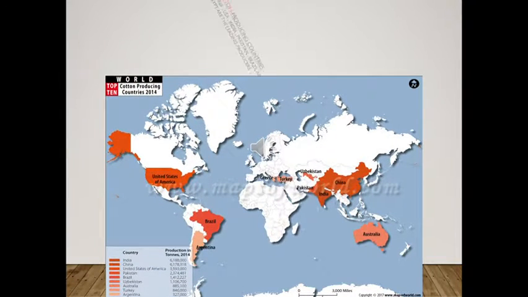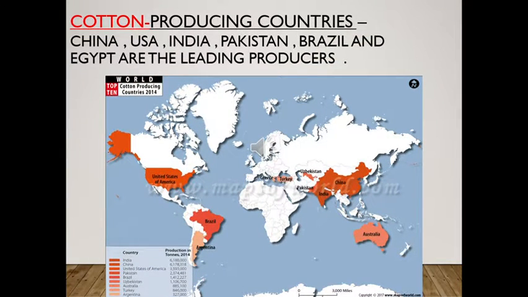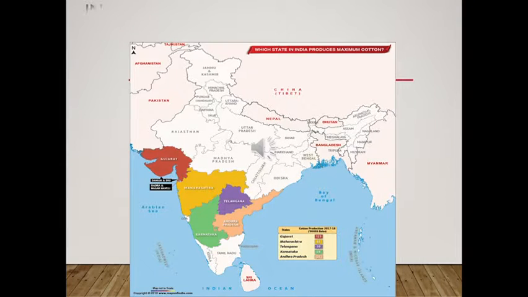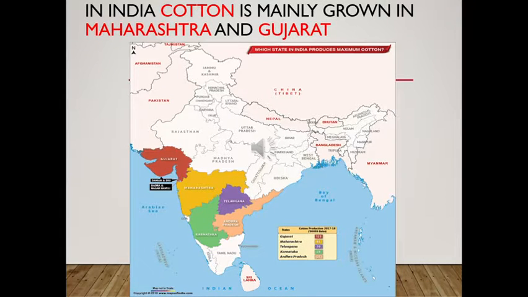Top cotton producing countries are China, USA, India, Pakistan, Brazil and Egypt. In India, cotton is mainly grown in Maharashtra and Gujarat. That's why cotton textile industries have the largest concentration in Mumbai and in Gujarat.